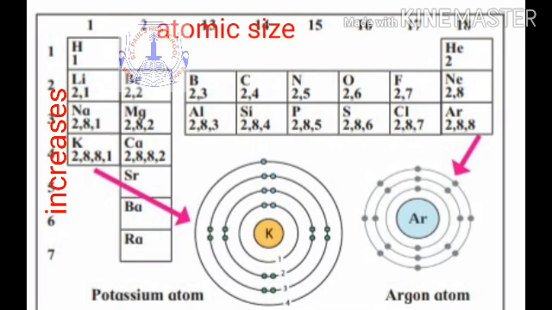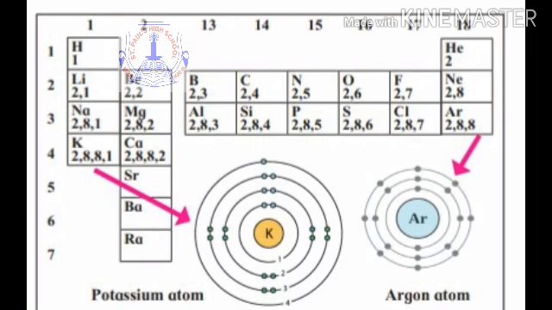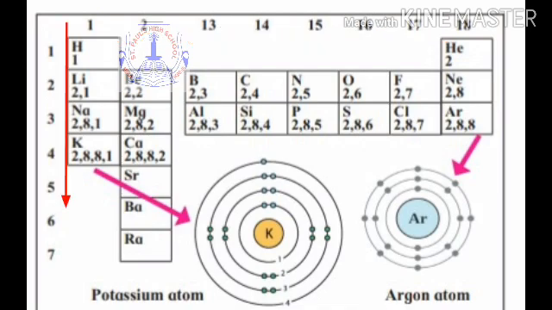But if you go across a period from left to right, even if the shells are constant, atomic size will not be the same. It will go on shrinking if you go from left to right in a periodic table. The next property which we learn, the last property, is the metallic and the non-metallic character of the elements in a periodic table. Now if you go from top to bottom, what do you find here? That the metallic character goes on increasing from top to bottom.